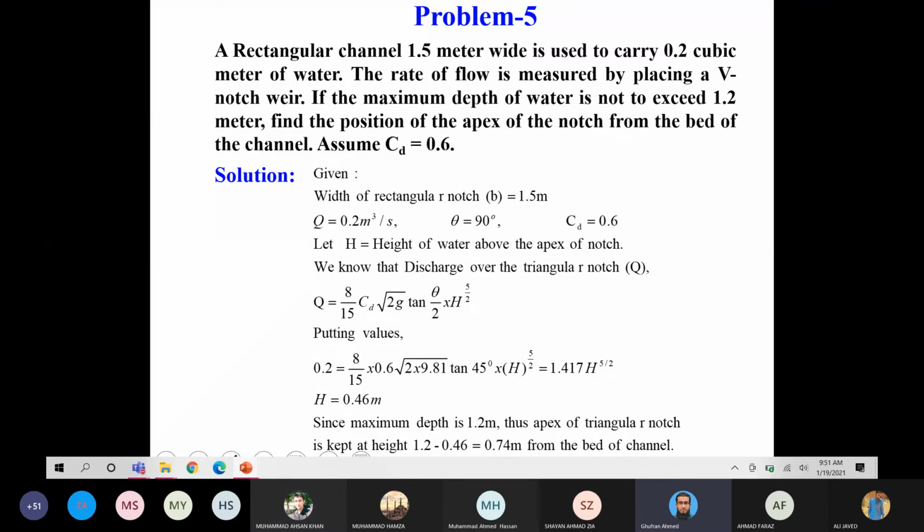A rectangular channel which is 1.5 meter wide is used to carry 0.2 cubic meter of water. The rate of the flow is measured by placing a V-notch weir. If the maximum depth of the water is not to exceed 1.2 meters, find the position of apex of the notch on the bed of the channel. Okay, ये थोड़ा सा change problem है. A rectangular channel 1.5 meter wide.